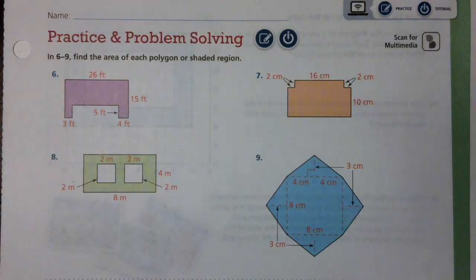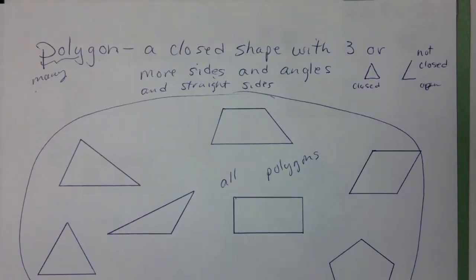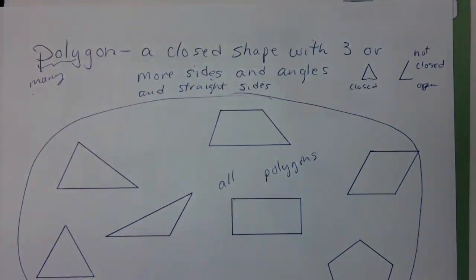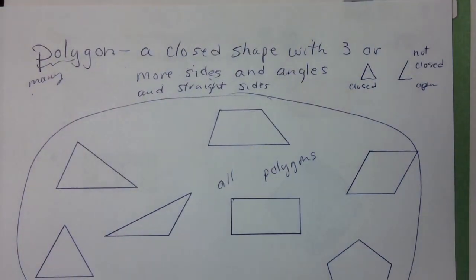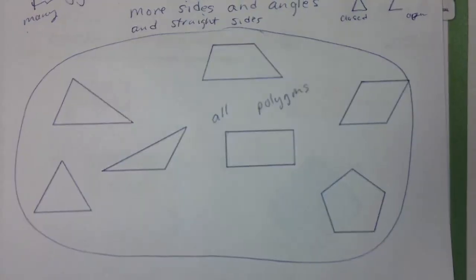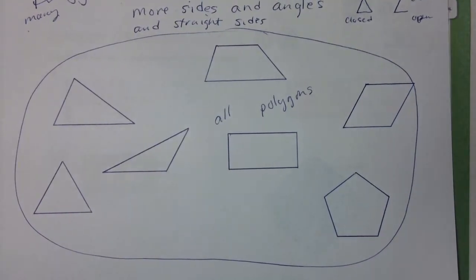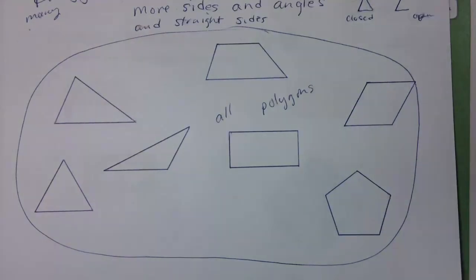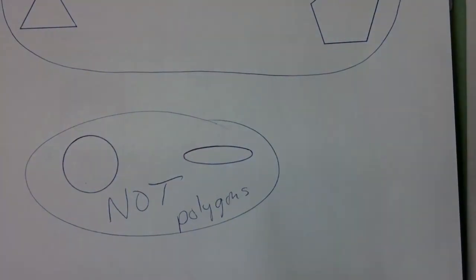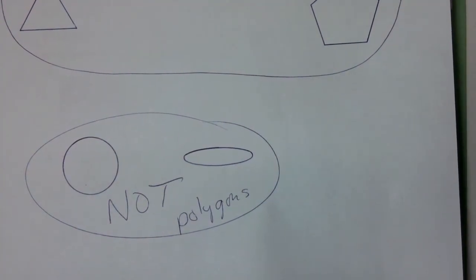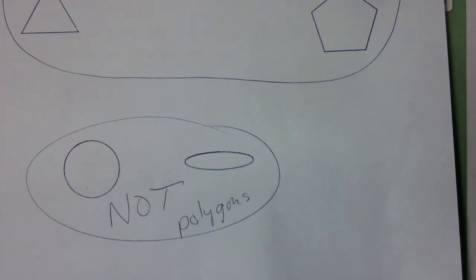Remember what a polygon is. Polygons, closed shape with 3 or more straight sides and angles. Okay? Those are all polygons. Not named specifically. We could name them. Those are polygons. Those are not polygons. Remember that. If it's got a round piece on it, it is not a polygon.